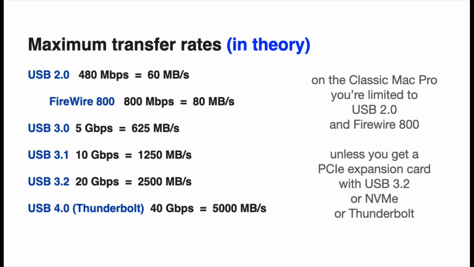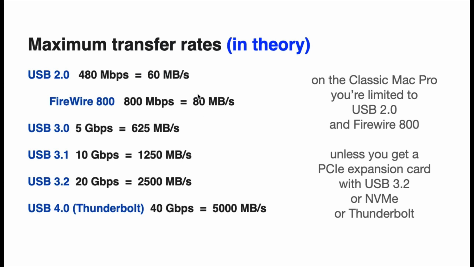Yeah, it's funny, isn't it? Anyway, so we have maximum transfer rates in theory. So you can see one important thing: on the Classic Mac Pro you're limited to USB 2 and FireWire 800 as a standard connection, unless you get a PCIe expansion card with USB 3.2 Gen 2 or NVMe or Thunderbolt and so on. Anyway, USB 2 had a maximum transfer rate of about 60 megabytes. FireWire came up with 80.